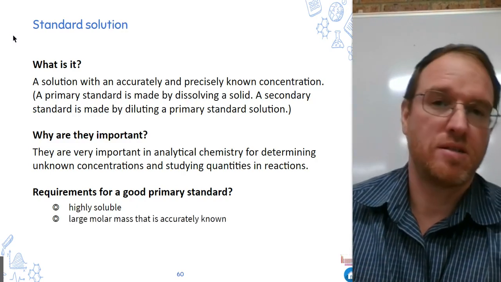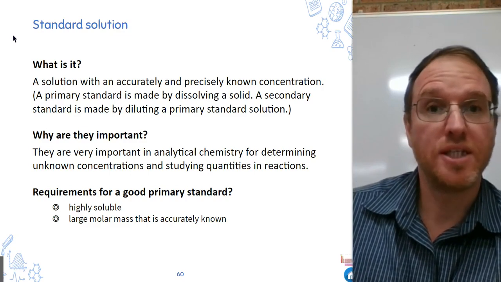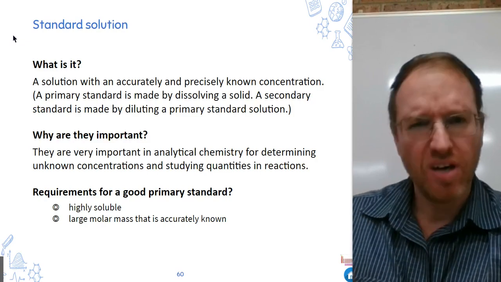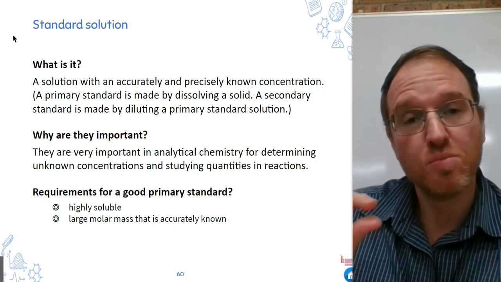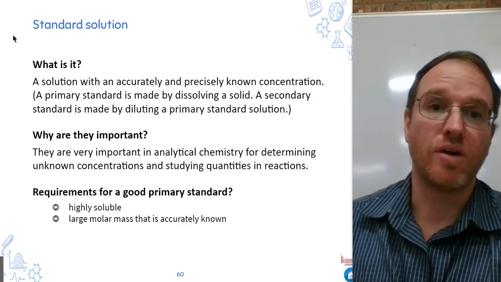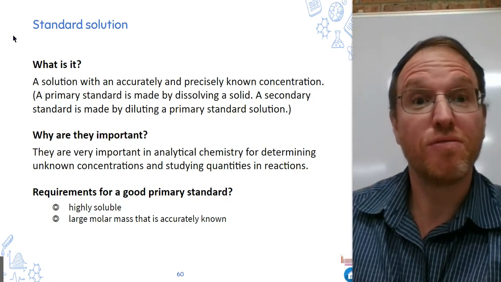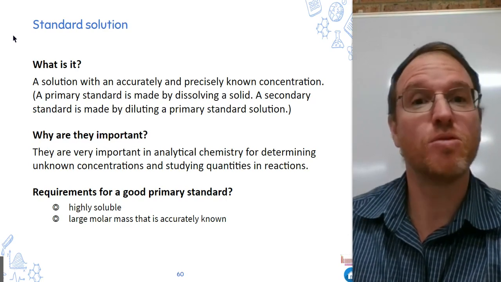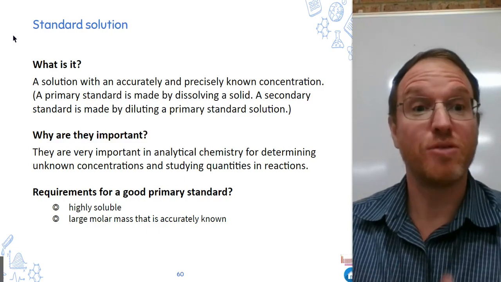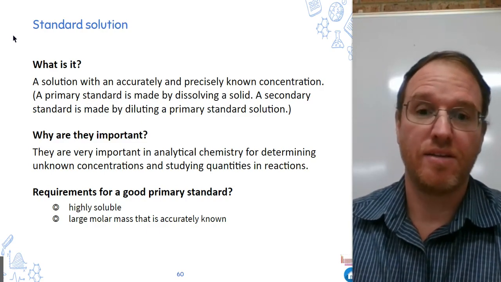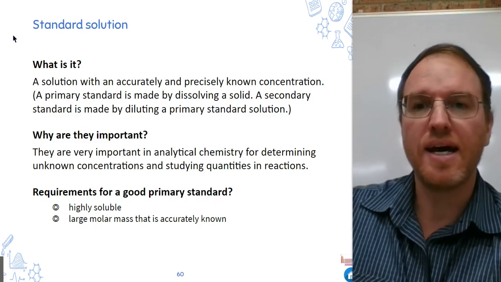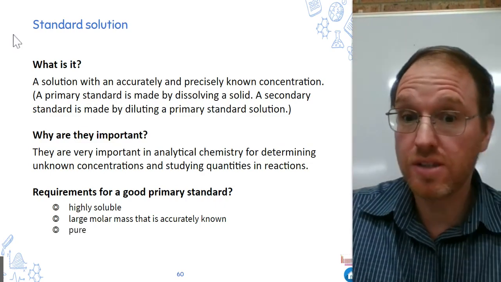If it had a molar mass of, say, 5 grams per mole, then when we prepare a 1 mole per litre solution, we put 5 grams in. 5 grams is quite small, and even small errors in your weighing become a large percentage error. Whereas if you use something with 150 grams per mole molar mass, then when we make a 1 mole per litre solution, we need to put 150 grams in. And that means a small error in your weighing becomes a much lower percentage. So large molar mass. Pure, obviously.